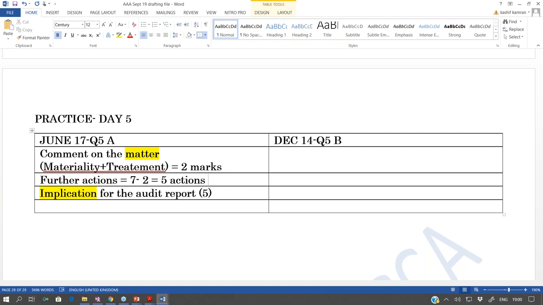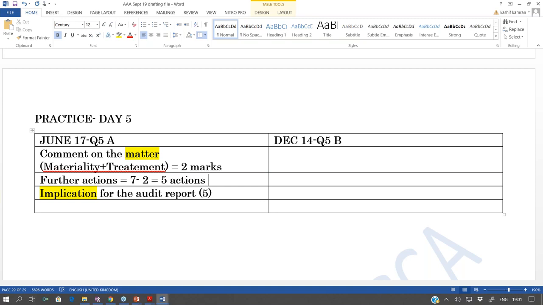And implication for the report, how many marks do I have? 5. Okay, is everyone clear about the diversity of the question? So is the question only asking for impact? The examiner was saying that the student normally thinks that a question on reporting only asks for impact. Three things, right? Three things.